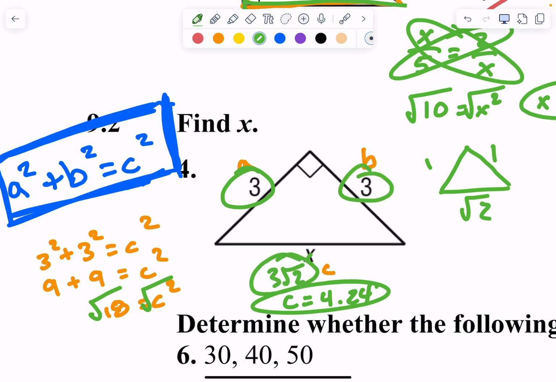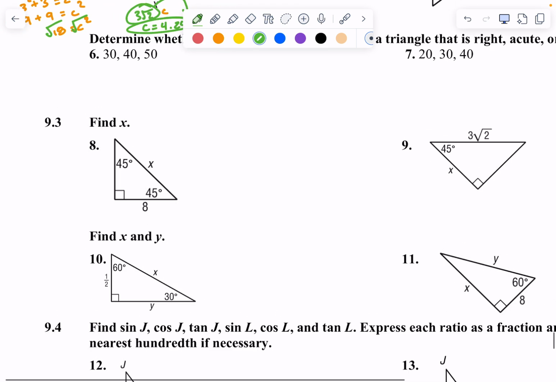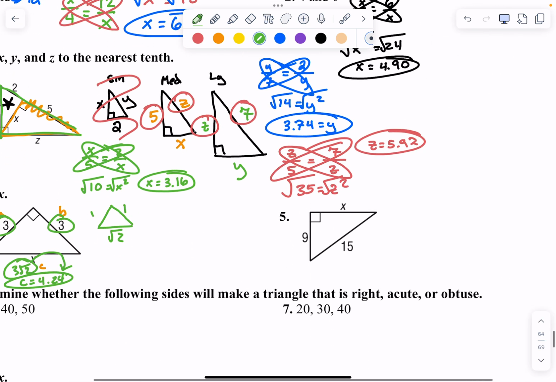But 3 square roots of 2 is the same thing as 4.24. Actually, 4.24 is the rounded version of 3 square roots of 2. But there's that. Whatever. Okay, we'll write those down here in a bit. That's on 9.3. Okay? Number 5.